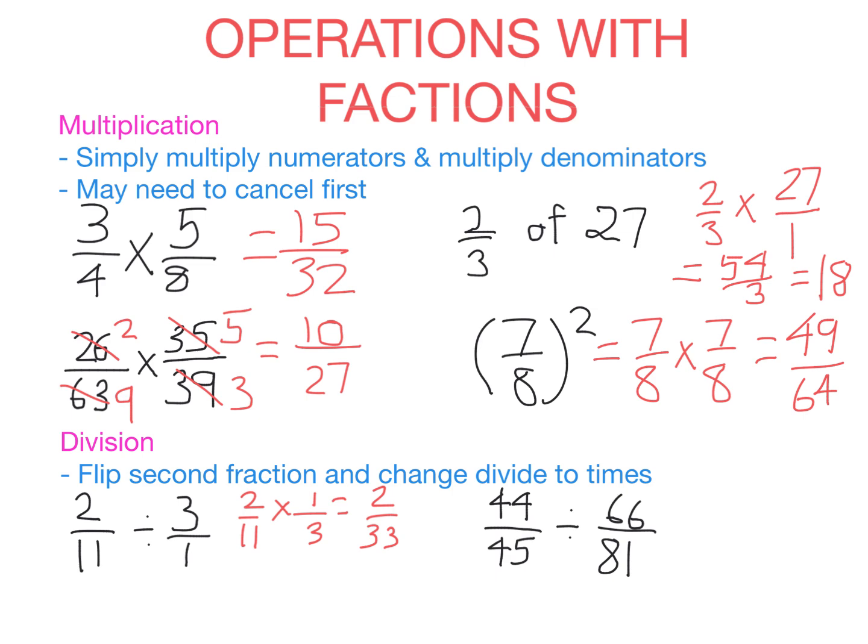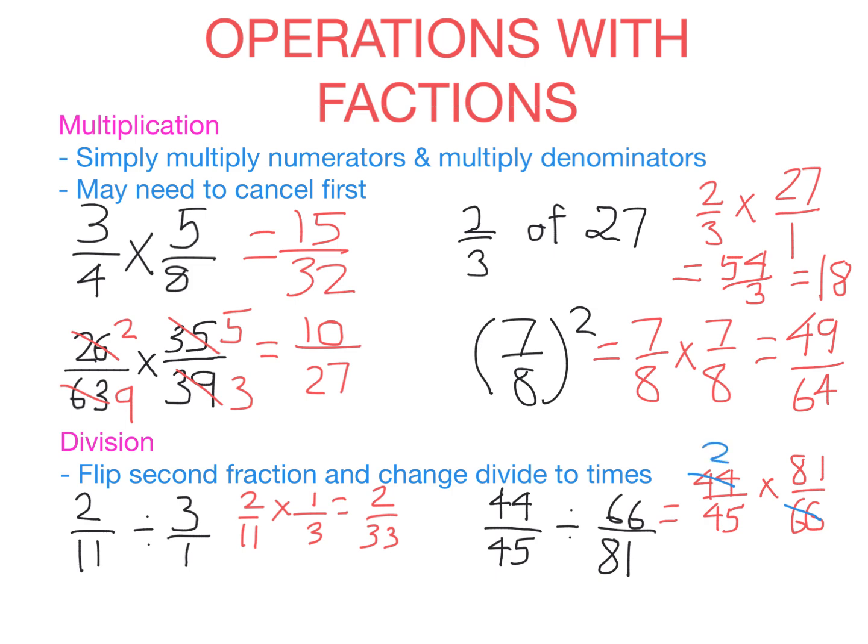So what about this one here? 44 over 45 divide 66 over 81. So what I'm going to do is I'm going to keep the first fraction exactly as it is. I'm going to flip the second fraction and make it a times. Now we have the same problem we ran into earlier. We have some big numbers here. So rather than trying to do 44 times 81 without a calculator, let's see if we can cancel. Is there anything on the top and anything on the bottom that share a common factor? Hopefully we can see 44 and 66 are both divisible by 22.